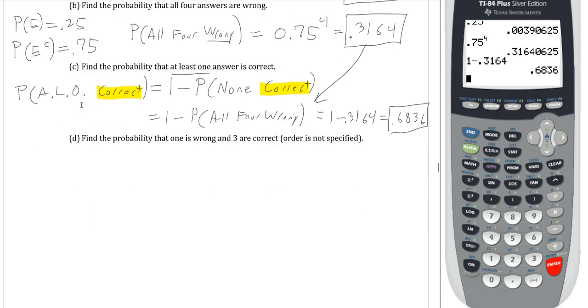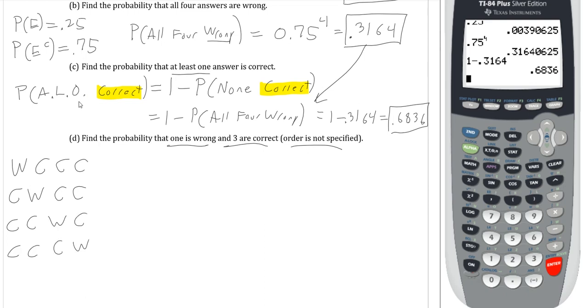Okay, one more. Probability that 1 is wrong and 3 are correct. This is going to be similar to what I was talking about before with the blue and green marbles. 1 being wrong and 3 being correct, order not being specified, can happen in a lot of different ways. Let's write this down. You could have the first being wrong and the other 3 being correct. You could also have the second being wrong and the other 3 being correct. Or the third wrong and the other 3 correct, or the last one wrong and the other 3 correct.